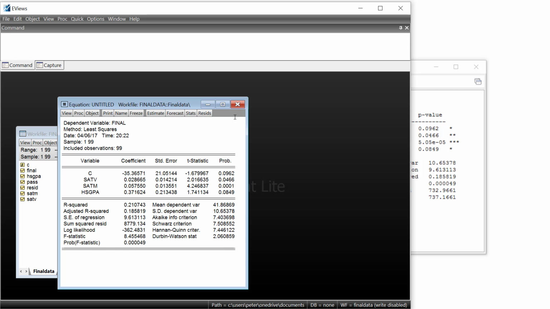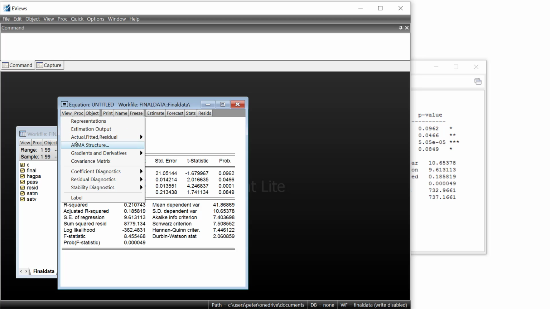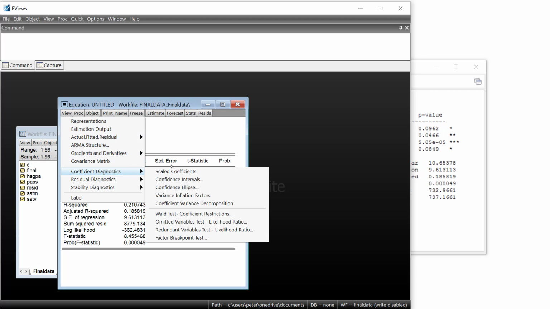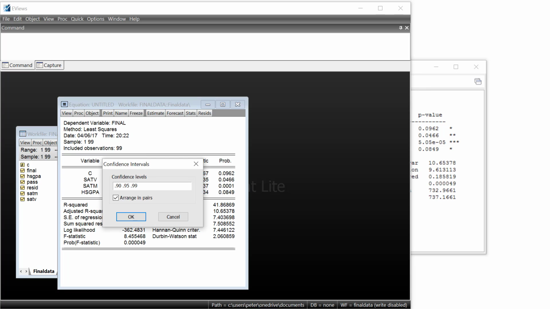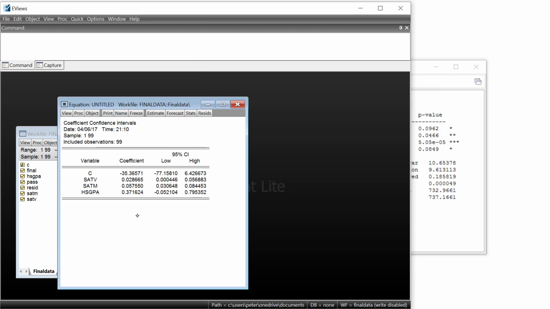In EViews, you will go View, Coefficient Diagnostics, Confidence Intervals. And it typically gives you three. If you just want the 95%, we can just do this, and that's the confidence interval. Point estimate, left-hand limit, right-hand limit. And the interpretation is as before. There is a 95% probability that the true beta 2 is in between these two numbers.